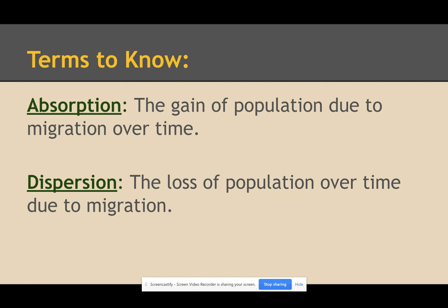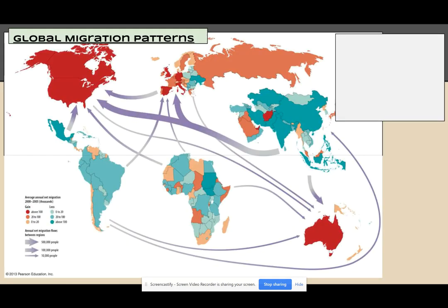If you have dispersion, it means your country is losing population. If a country has absorption, most likely they've got a lot of good things going for them. They've probably got good jobs, good education, good healthcare, and it's pulling people in. If you have dispersion, you probably have had some things that have caused people to struggle. Maybe it's war, maybe it's health issues, maybe it is climate problems like droughts or hurricanes, but it has pushed people out of your country. So, a couple of terms just to be aware of.